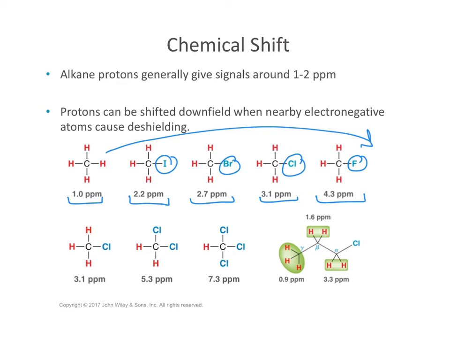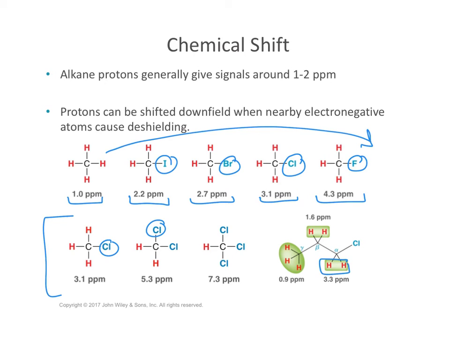And that's because it is pulling electron density away from those red hydrogens, which essentially is de-shielding it. If we look at this series here, we see that adding additional electronegative atoms also gives the same effect of moving the shift further downfield. In addition, the closer those hydrogens are to the electronegative atom, the more they feel that effect.